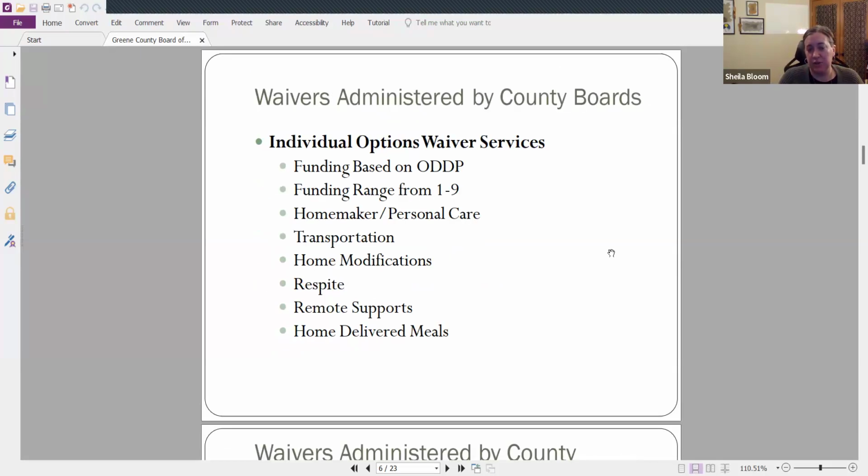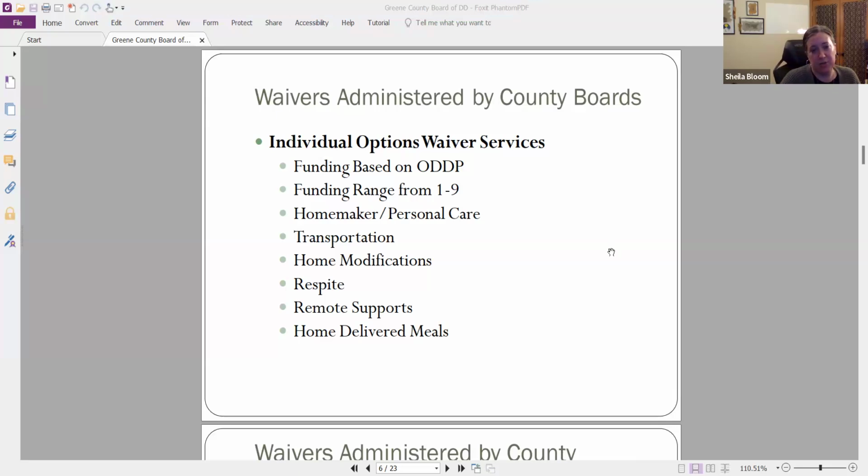Okay, so here is one of the 3 waivers that's currently administered by the county board. This is the Individual Options or the IO waiver. The funding for that waiver is based on an assessment called an ODDP, or Ohio Developmental Disabilities Profile. What this does is we have a couple of folks in Greene County who complete our DDPs, and through that DDP process, it is entered into the state DODD system, and how those questions are answered will give us a funding range from 1 to 9. That is what sets the budget limit for the services for that individual.